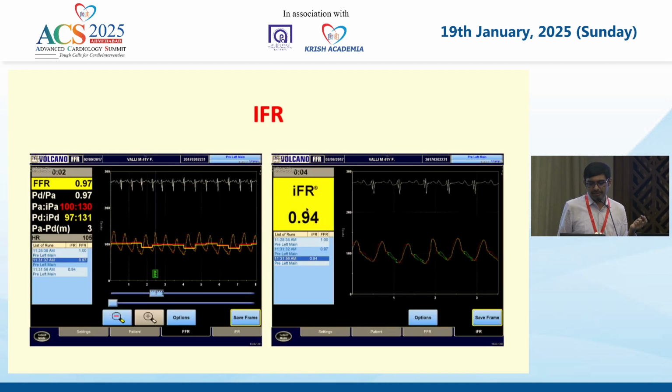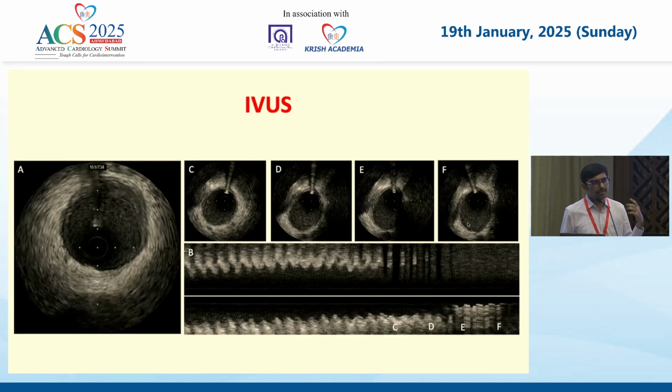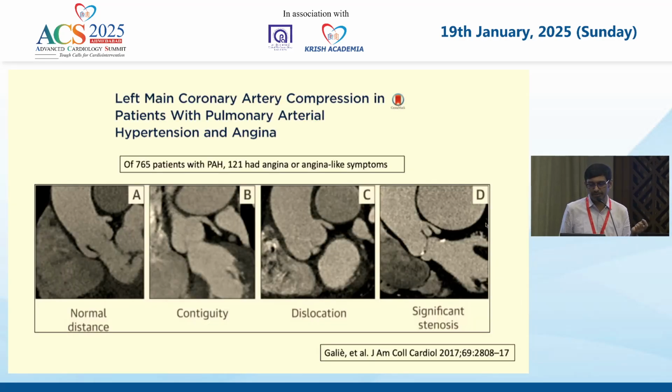So we did an IVUS imaging and an IFR for this patient. IFR is 0.9, and you see that the lumen area, even though it appeared very narrow angiographically, is well preserved. This patient was left alone for medical treatment.